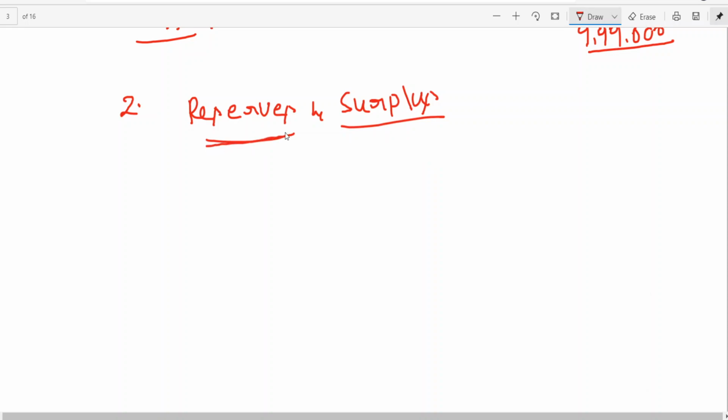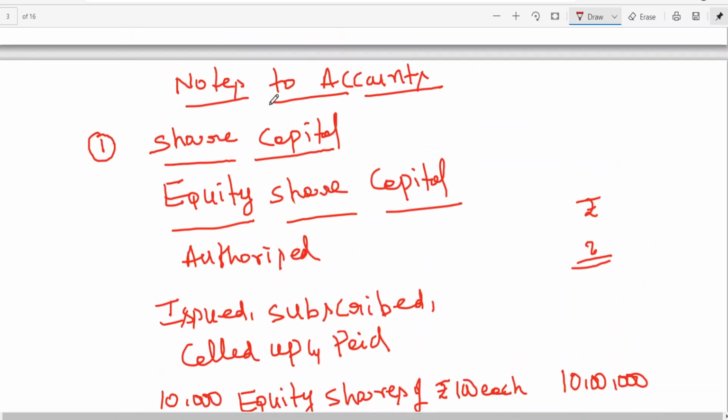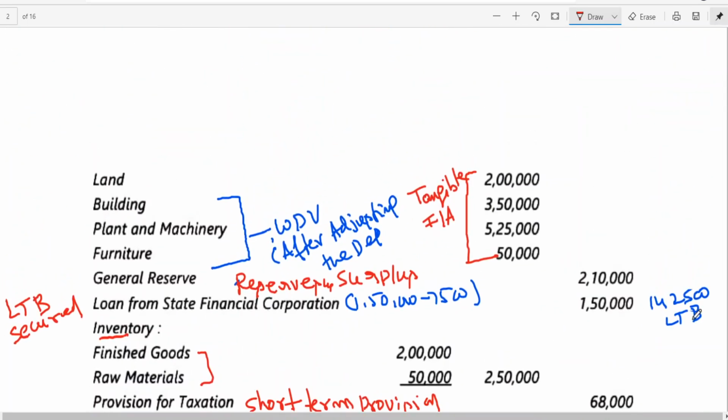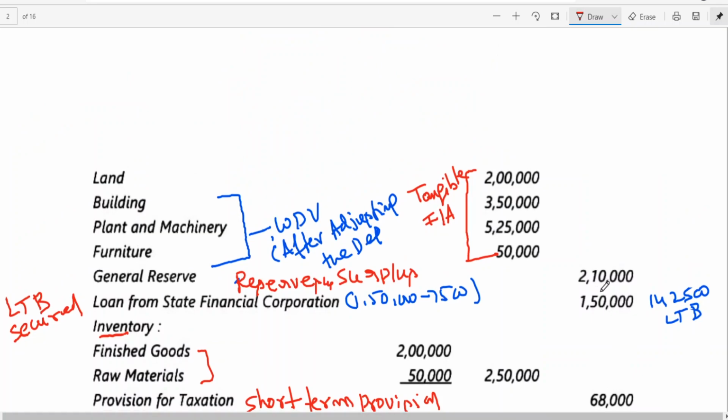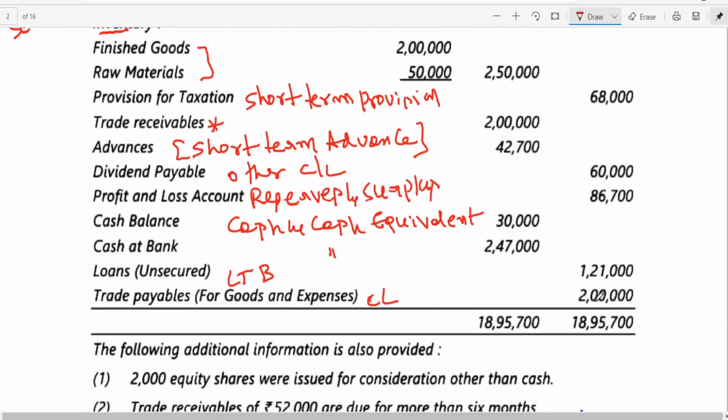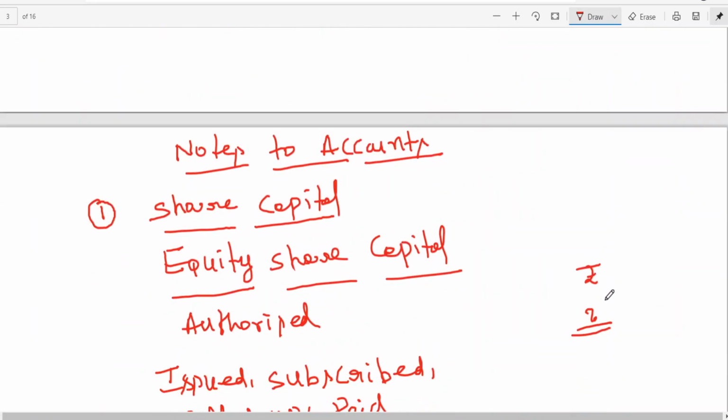Reserves and surplus. In reserves and surplus, I have already told you, we got general reserve, no? 2,10,000. This is one item. And one more item I told you, P&L account. These two will be taken to where? Note number 2.